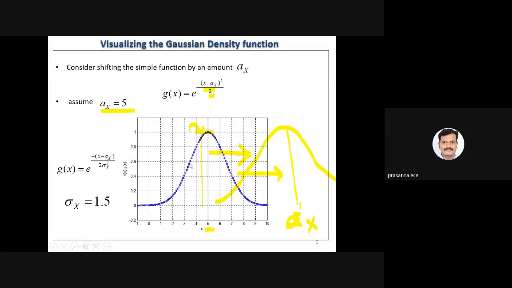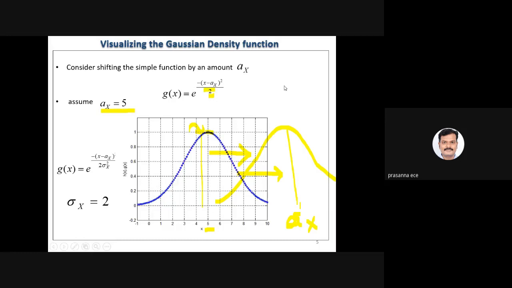This is a new graph for sigma x equal to 1.5. Sigma x is the term that we have added in the denominator. For a value of 1, we saw the previous graph. For sigma x equal to 1.5, the graph is slightly expanded compared to the previous graph. Now I'm changing sigma x to a still higher value, 2. Observe what happens to this graph when sigma x equals 2. As you can observe, the graph is even more expanded.